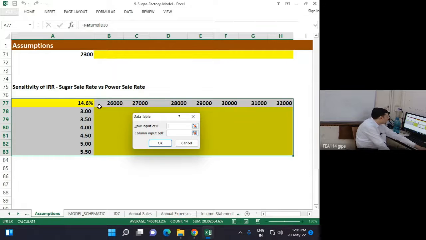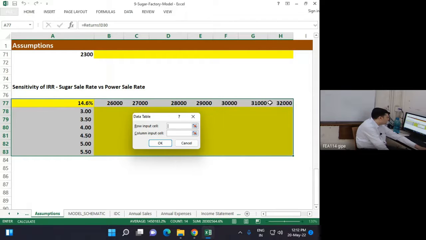So we will read this data table as this is the row of the table and this is the column of the table. तो ये रो जो है ये रो में क्या है, शुगर सेल रेट है कि पावर सेल रेट है, रो में is शुगर सेल रेट. हाँ, and this is the power sale rate. एक यूनिट आप 4 रुपीज में बेच रहे और एक टन आप 28,000 में बेच रहे शुगर.